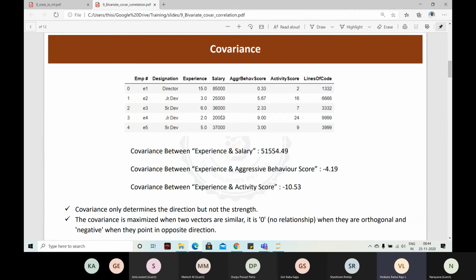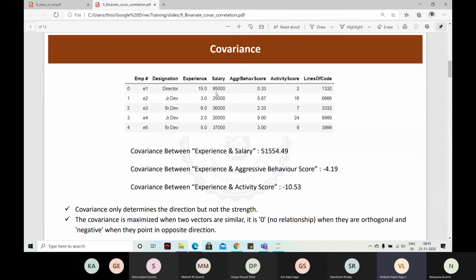What will happen to the column values in there? Should I repeat the statement? Yes, please. I have taken the experience column, took the maximum value, and divided each value from the experience with the maximum value. 15 by 15, 3 by 15, 6 by 15, 2 by 15, 5 by 15, like that. What will happen to the values? They will all come between 0 and 1. That is one thing.